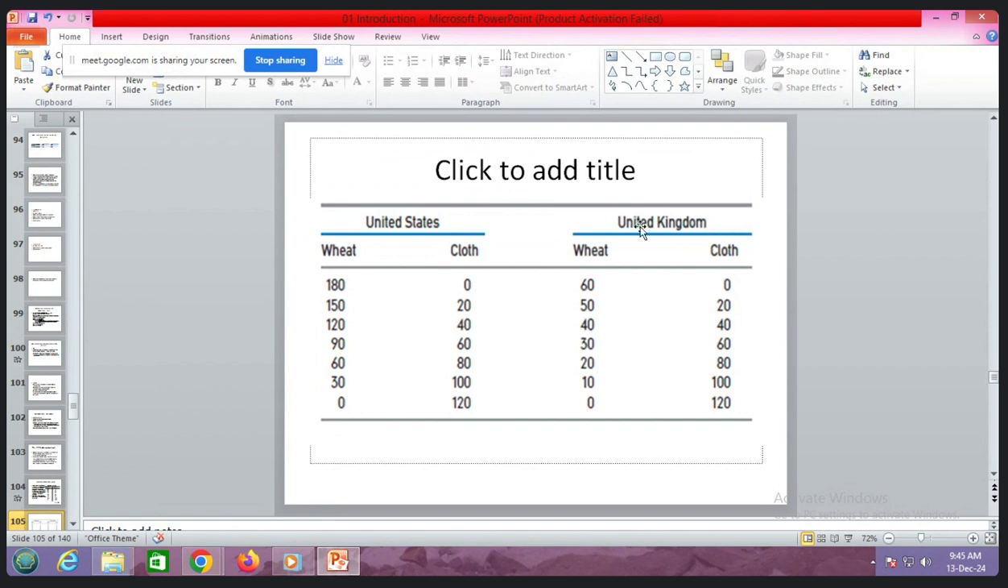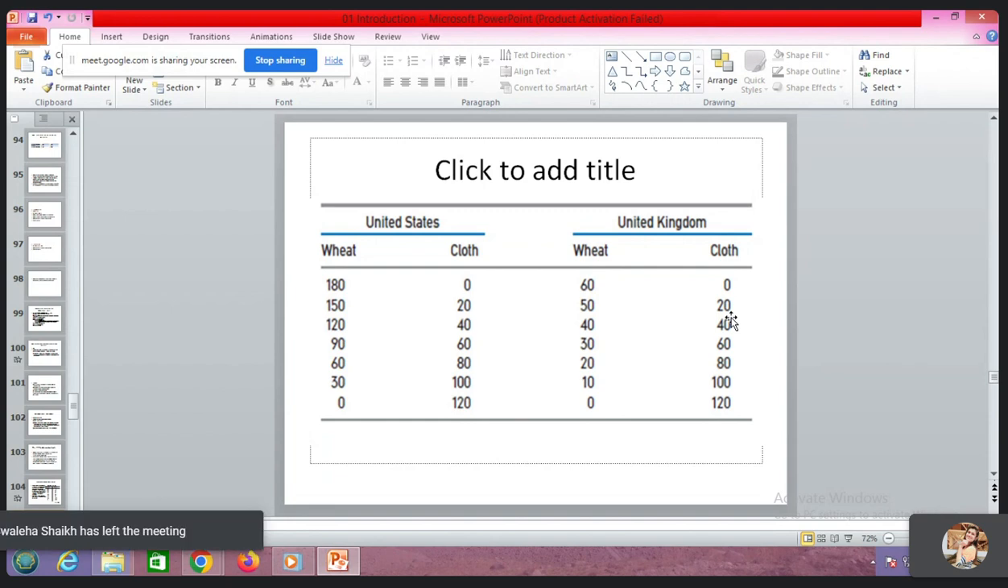Coming to United Kingdom, the opportunity cost is different here. For every 20 additional units of cloth that is going to get produced in UK, how much is the sacrifice that has to be made in terms of wheat? 10 units of wheat has to be sacrificed in order to produce every 20 units of cloth in United Kingdom. So UK can produce a maximum of 60 wheat with zero cloth or 120 cloth with zero wheat.